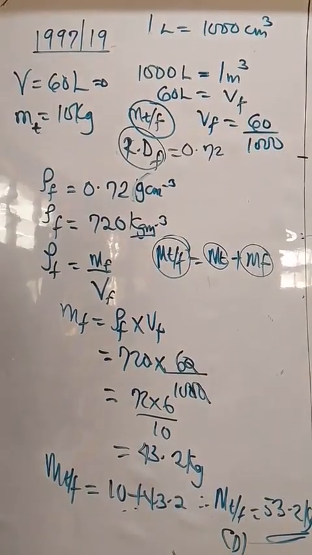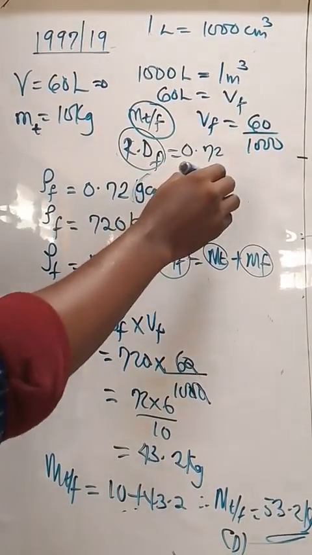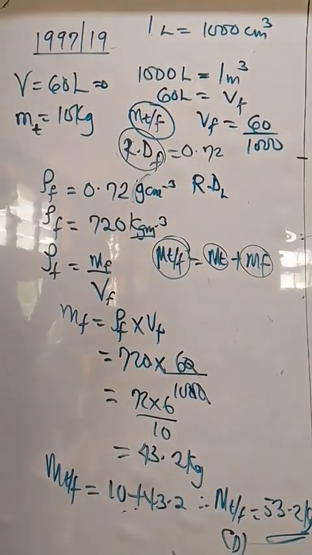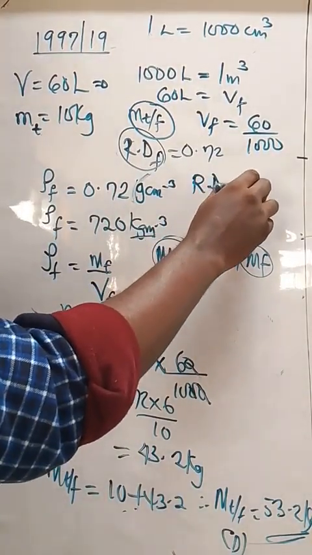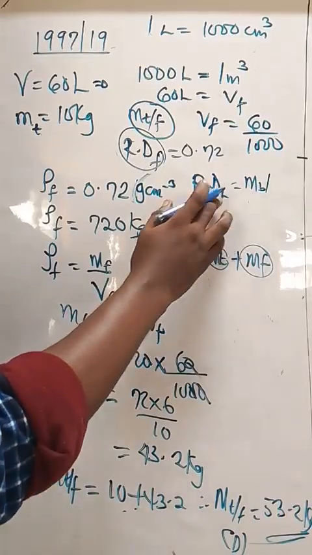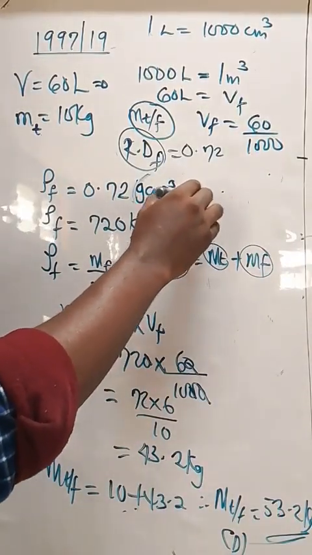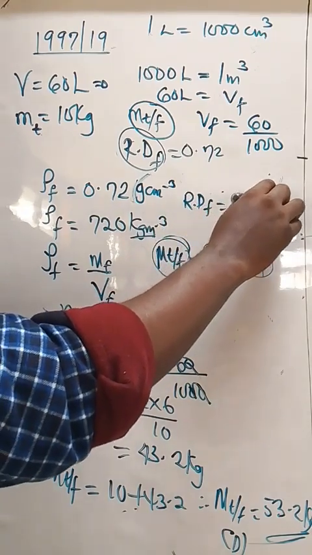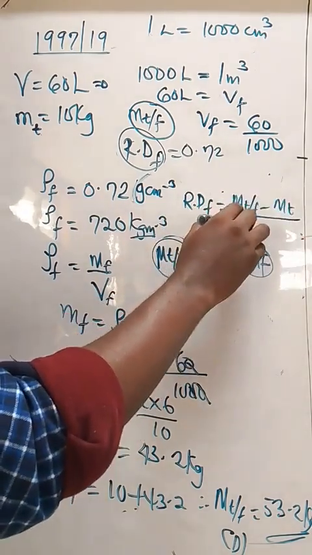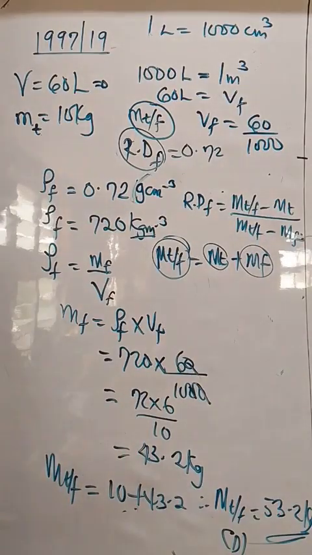Alternatively, I already told you, we can look for the relative density of a liquid using an RD bottle, relative density bottle. In that case, it will be the mass of the bottle containing the liquid. The relative density of the fuel equals the mass of the tank with the fuel minus the mass of the tank, over the mass of the tank with the fuel minus the mass of the fuel itself.